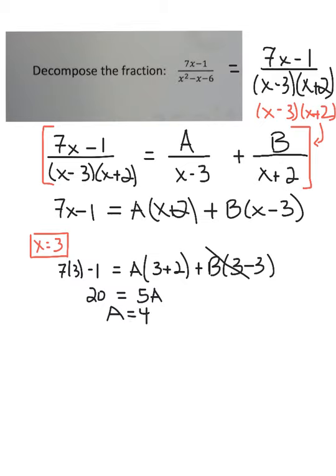Okay, so that's why we choose a number that makes the denominator equal to 0, because then it gives us the ability to cancel out one of the letters so that we can solve for the other one easier. Okay, so now we're going to do the same thing again. Here we picked x equals 3 because I knew that this would be 0. Now I'm going to pick x equals negative 2. Again, just because it makes our life easier. All right, so let's go down, and we're going to say x equals negative 2.